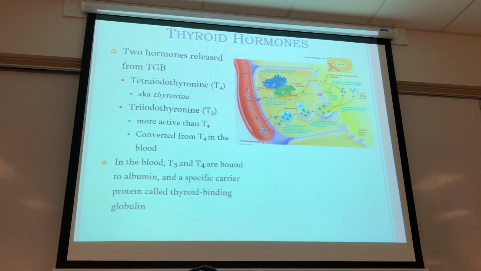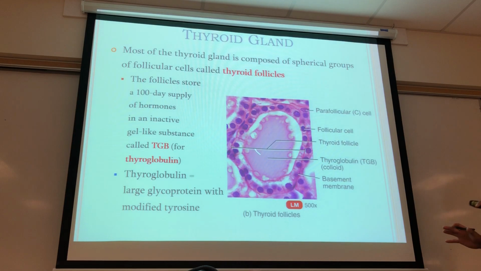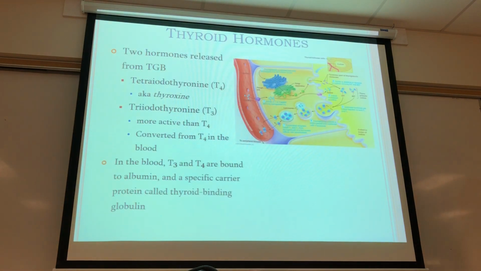Okay, well now I can describe the difference between T3 and T4. The hormones that are released from our thyroglobulin, again, that pool right in the very center, is going to produce T4. That's the main hormone that's produced out of TGB. And again, if you look at the structure of T4, it has four iodine molecules on thyronine. The other name for T4 is thyroxine.